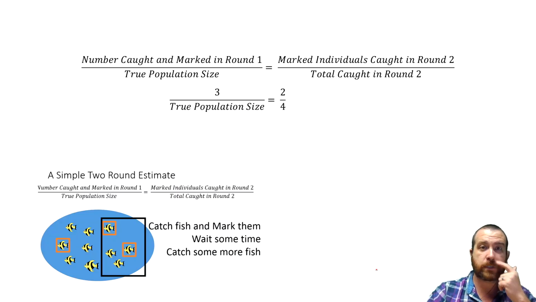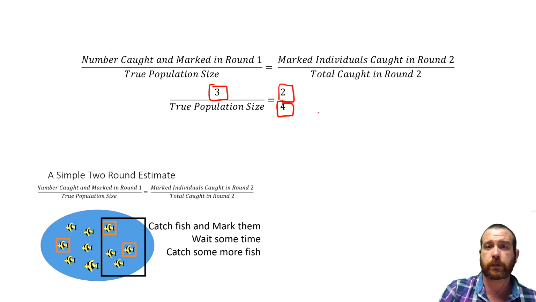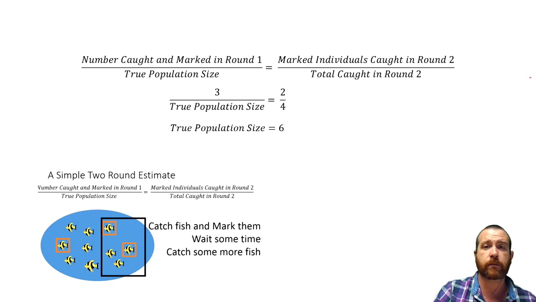What does that actually look like for this example, right? When we went through and caught fish in round 1, we caught 3 fish. And then when we went out in round 2, we ended up catching 4 fish, 2 of which were fish that we already knew. So now we do just a little math, right? 3 divided by N is equal to 1/2. If I do just a little bit of math here, I can figure out that the true population size is 6 individuals. What's the problem with this?